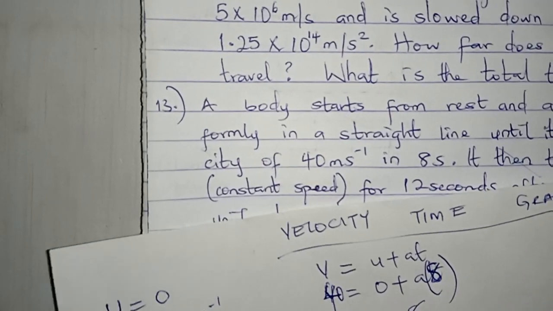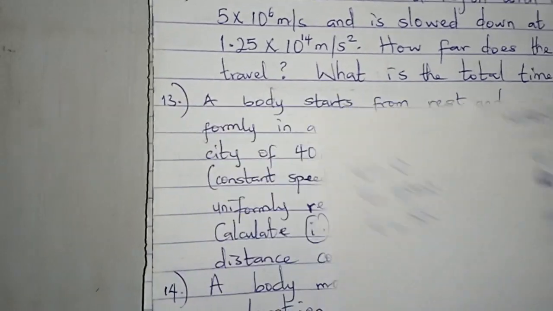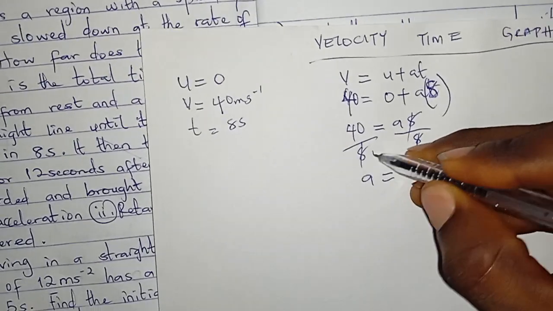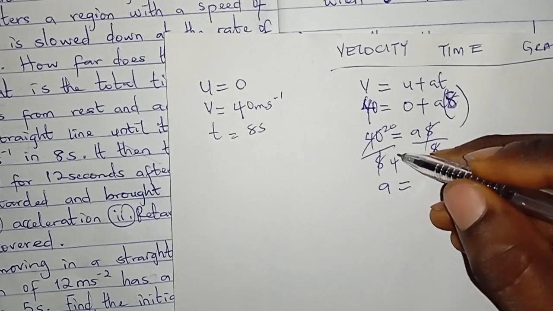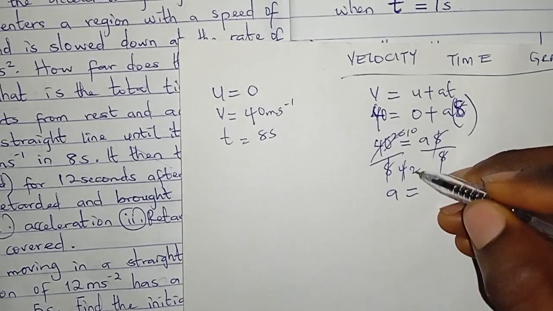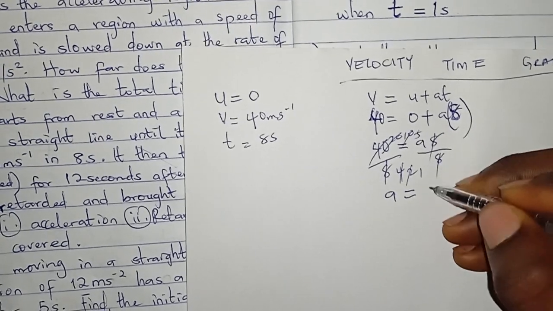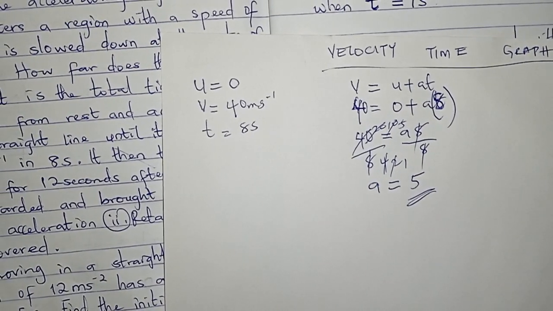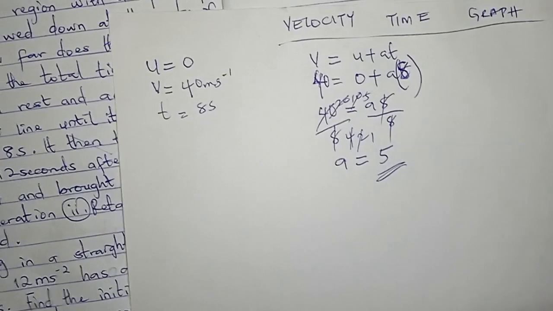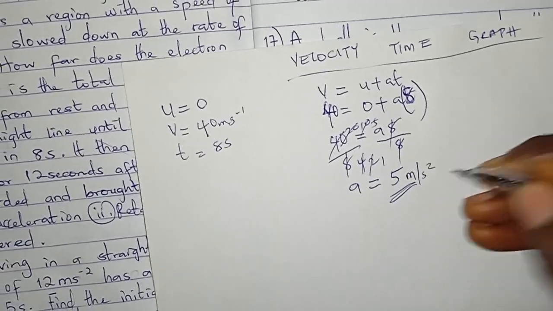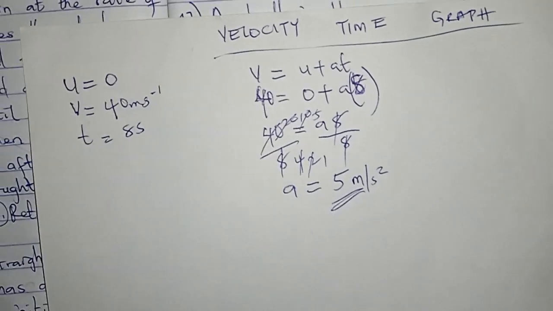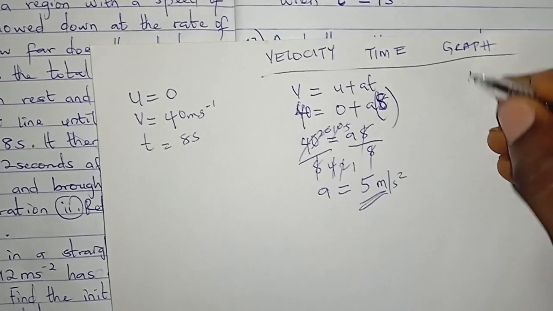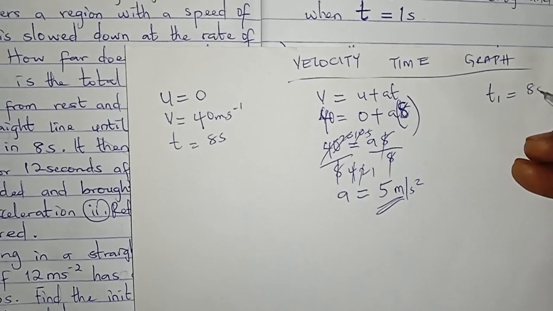Divide both sides by 8, so that we have a is equal to 5. Remember, there is a unit, meters per second squared. So our acceleration is 5 meters per second squared. And the first time, t1, is 8 seconds.